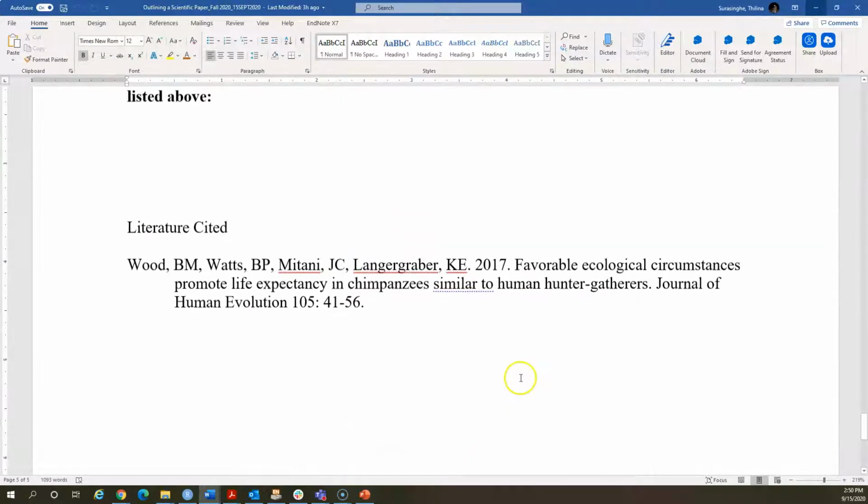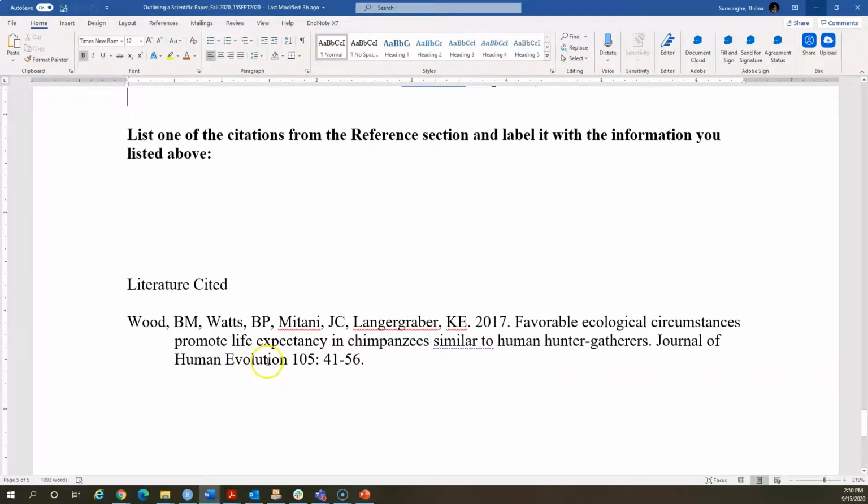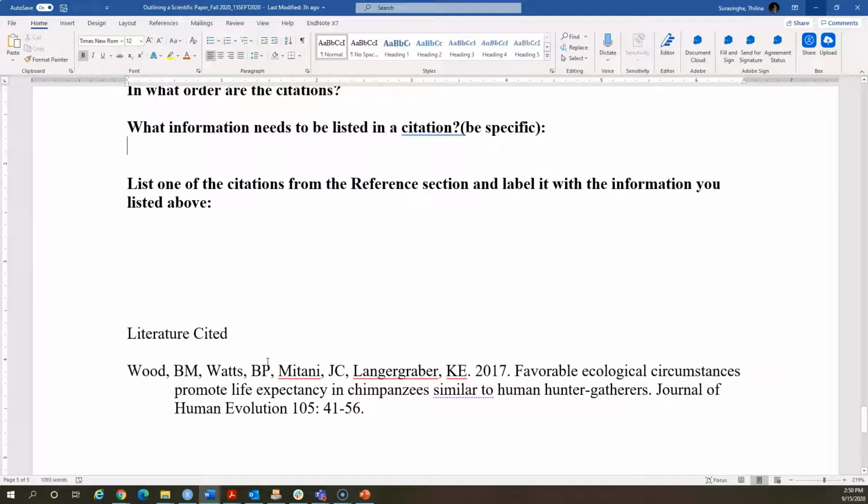Look at this one, right? The example citation. Authors, check. Year of publication, check. The journal in which that particular study was published, check, right? The volume of that particular journal, check. The page range of that particular paper, check, right? So that's actually what kind of information you find.